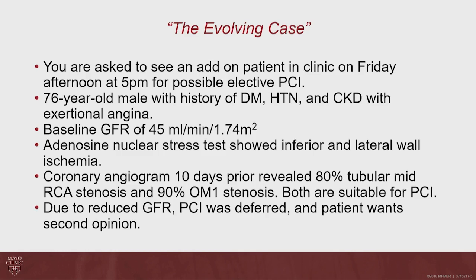So 76-year-old person, once again, diabetic, hypertensive. In this case, this person has chronic kidney disease and has exertional angina. Baseline GFR is around 45. He had an abnormal nuclear stress test, as well as an angiogram at an outside institution several days prior, showing 2 lesions, RCA, OM1, straightforward lesions that are both suitable for PCI. However, given his renal dysfunction, they stopped the procedure, and the patient is here for additional consultation.